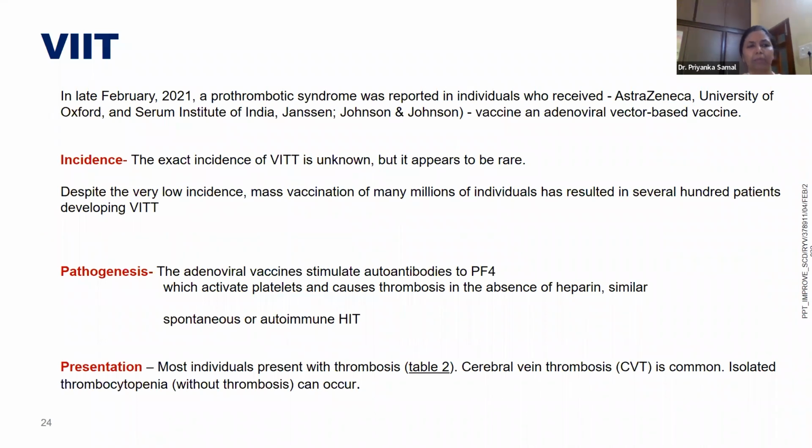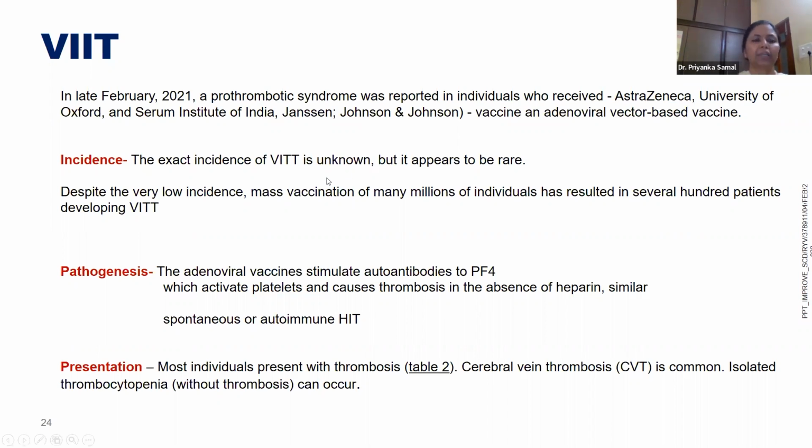So as we discussed about HIT, next is the very important thing which we talked about last year or last 2 years, the vaccine-induced thrombocytopenia. So in late February 2021, a prothrombotic syndrome was reported in individuals who received the vaccines from AstraZeneca, from the Serum Institute of India, and from Janssen, that is Johnson & Johnson. So what was common to all the 3 vaccines? These vaccines were adenoviral vector-based vaccines.